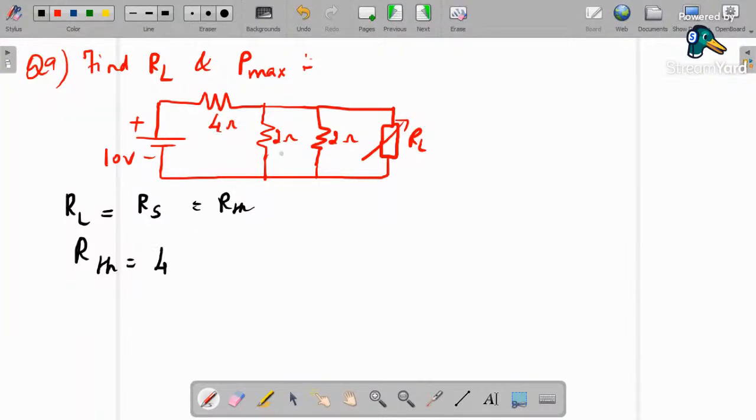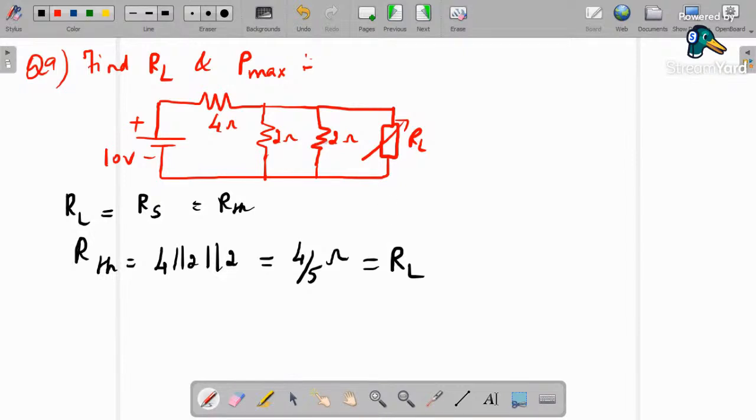So 4 ohm in parallel with 2 ohm, right? So 4 ohm in parallel with 2 ohms in parallel with 2 ohms. When you find the equivalent, you get the answer as 4 by 5 ohm. So this is nothing but the load resistance RL.